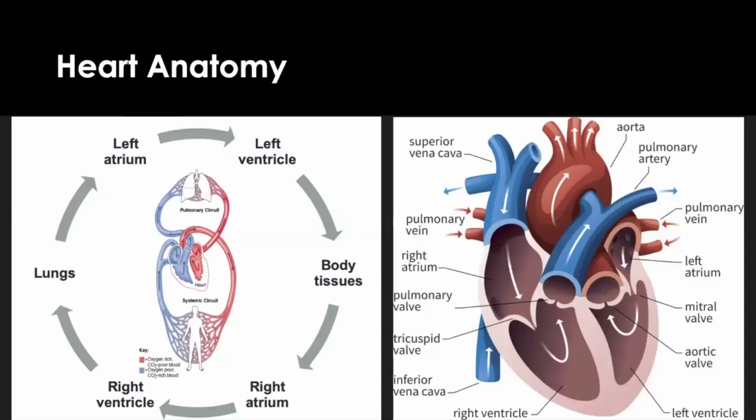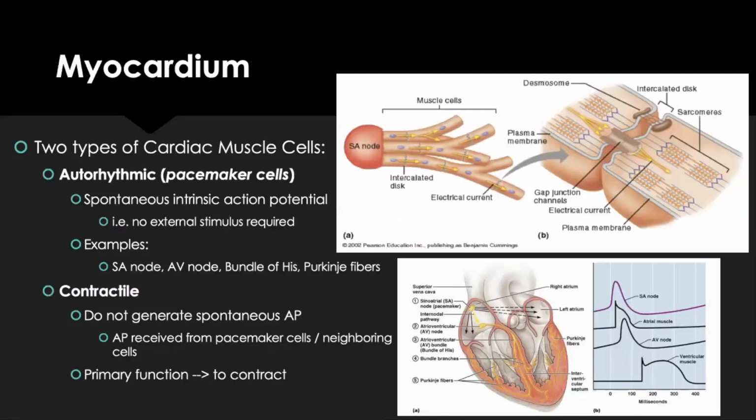All right, so briefly, heart anatomy: two atria, two ventricles. The right atria and the right ventricle deal with deoxygenated blood. Right atria receives the blood, pushes it into the ventricle. Ventricle pushes it out into the lungs. And then the lungs bring it back through the left atrium. The left atrium pushes it into the left ventricle, and the ventricle pushes it out to the rest of the body. The myocardium, it's a little bit different from skeletal muscle.